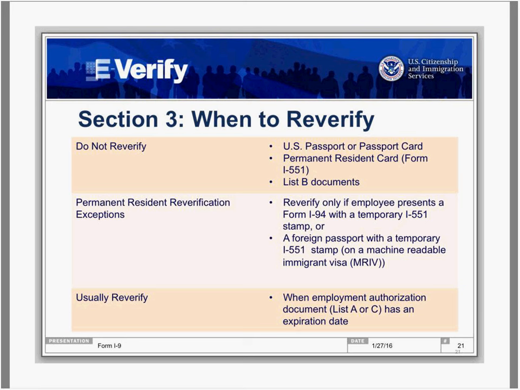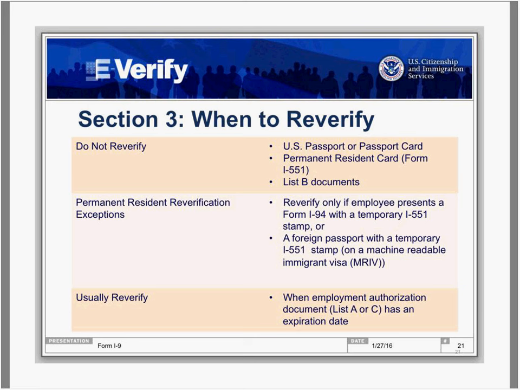Look at the chart here. You have to re-verify the documents there to the right. A U.S. passport or passport card, a permanent resident card, or List B documents, as they were unexpired at the time you completed the I-9. Once they do expire, you don't have to call the individual back in and complete Section 3. There are two exceptions to the permanent resident card. There it is in the middle of the slide.